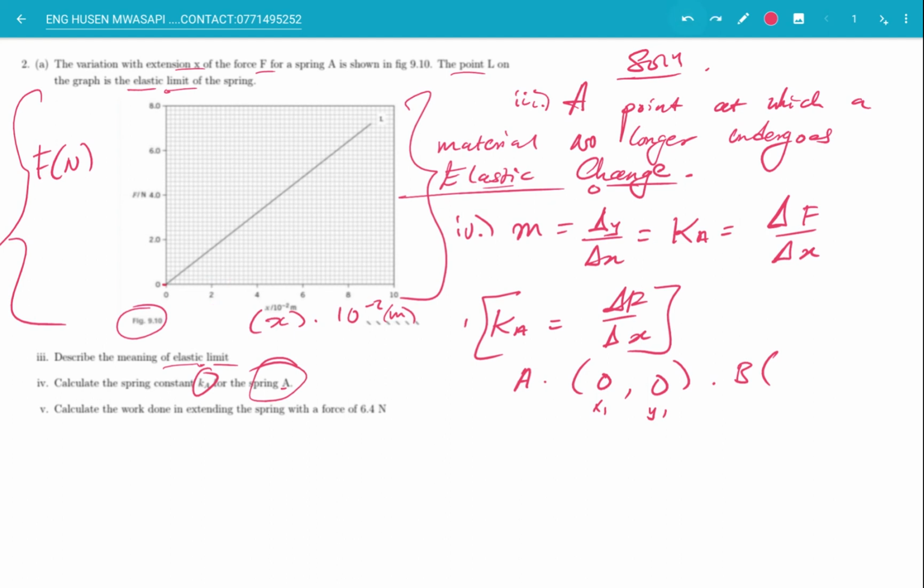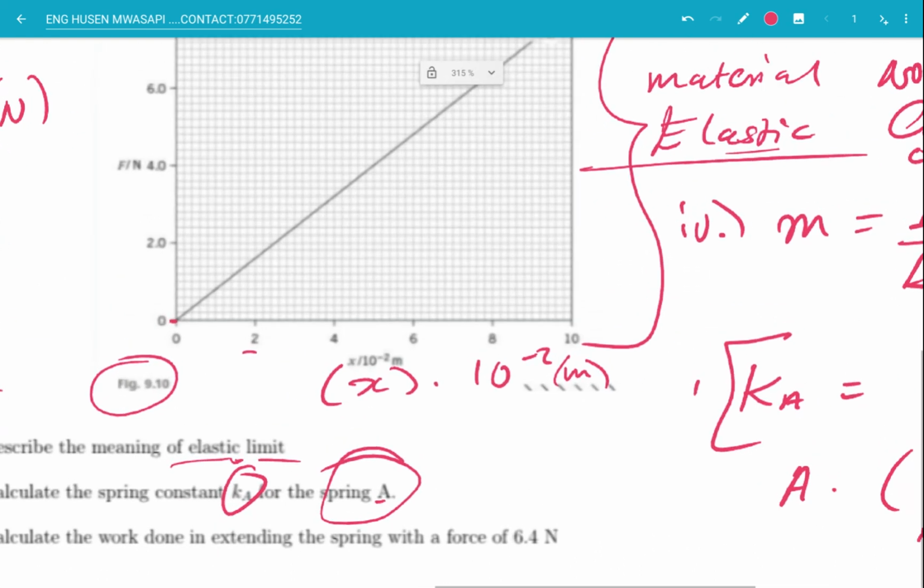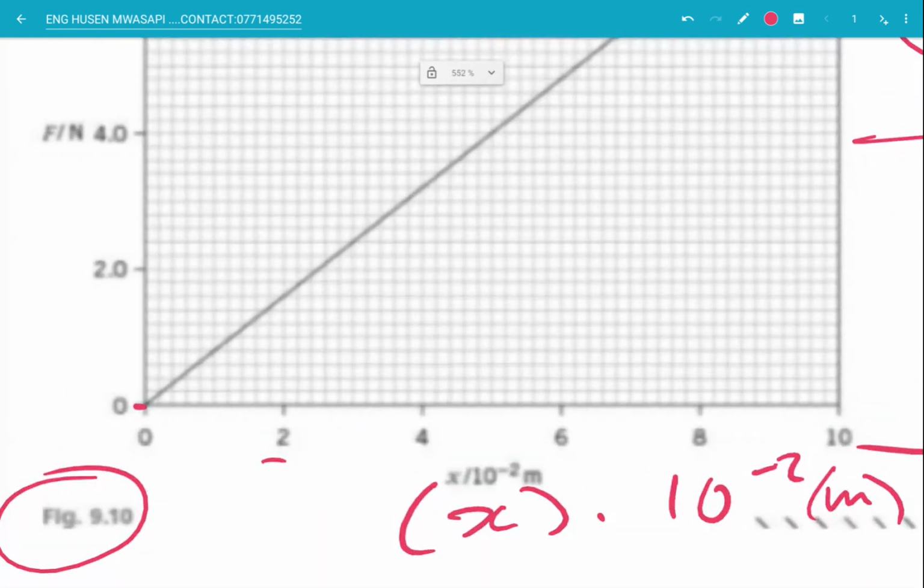Now remember, whatever point you pick, just say times 10 to the minus 2. So it's going to be 2 times 10 to the minus 2. Comma, what would be the y-axis value? Let me zoom in a bit. If you look here, this is 2. If I follow it up, it takes me this side.